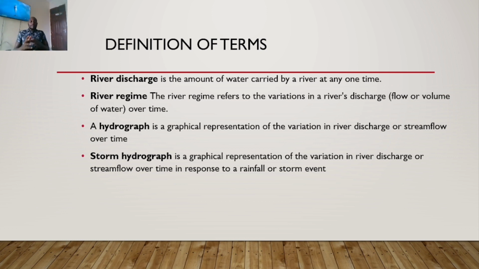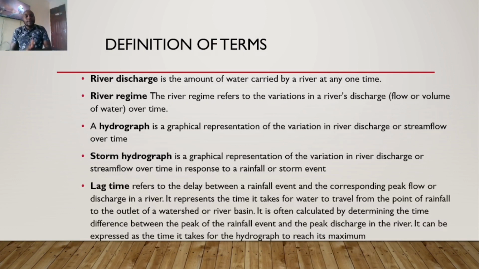So maybe you have an event of a rainfall, and then we look into the variation of that river, the behavior of that river, and then we give the details. So we are comparing that variation of river discharge over time, but now in response to a storm event or a rainfall event. Understood? Now, the last thing that I want you to understand in terms of definition of terms is lag time.